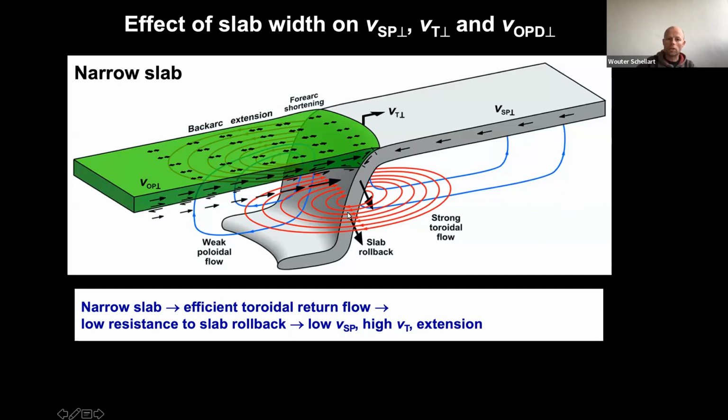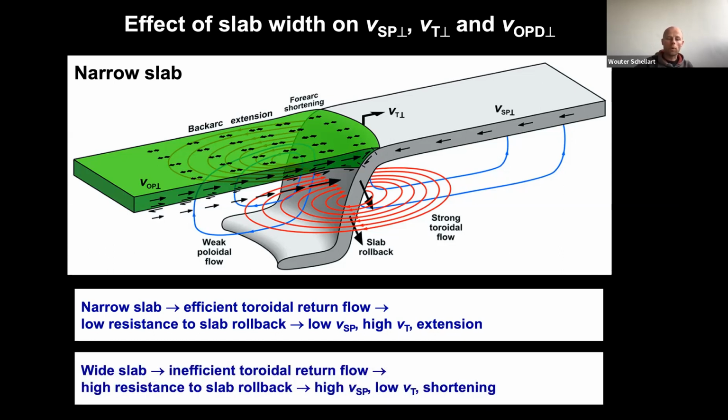So a slab, as it retreats during slab rollback and trench retreat, it's quite easy for subslab mantle material to flow from the subslab region into the mantle wedge region due to this toroidal return flow. So there's relatively low resistance to slab rollback. If there's low resistance to slab rollback, this will promote a high trench velocity and a relatively low trench subducting plate velocity. So most subduction is accommodated by trench retreat, not by trench subducting plate motion. And this high trench velocity itself would then promote extension in the overriding plate, so back arc extension.